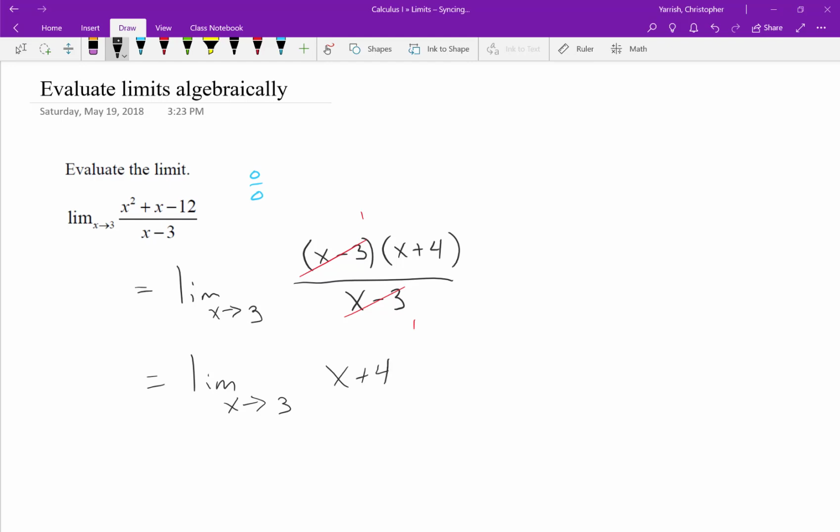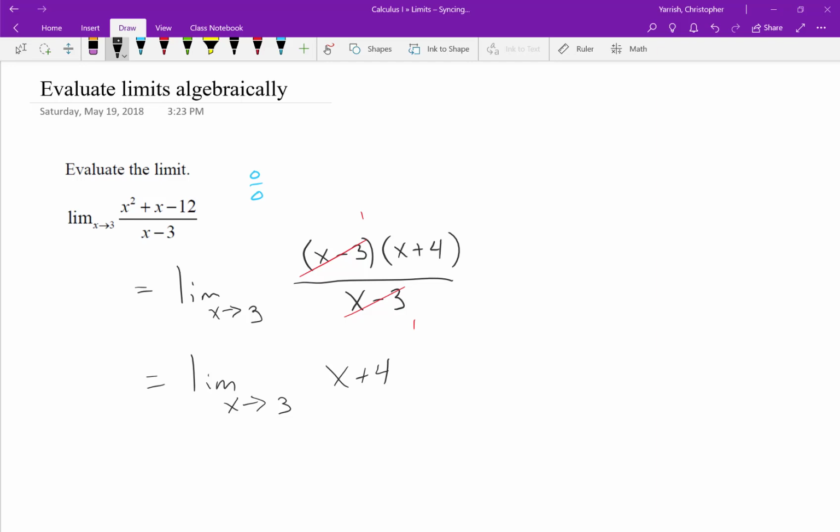Now remember, our original expression here and our x plus 4 here, they're not always equal. They're equal everywhere except for when x is equal to 3. Now remember, a key idea with your limit here is that you're talking about values of x as they approach 3, but we're actually not interested in what happens when x is equal to 3. So everywhere where x is not equal to 3, our original expression is equal to x plus 4.